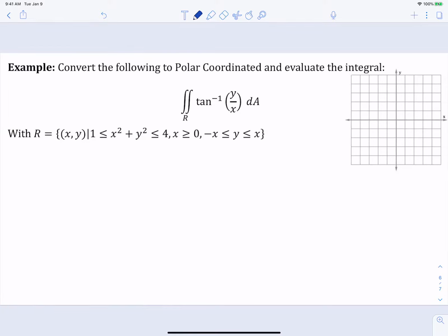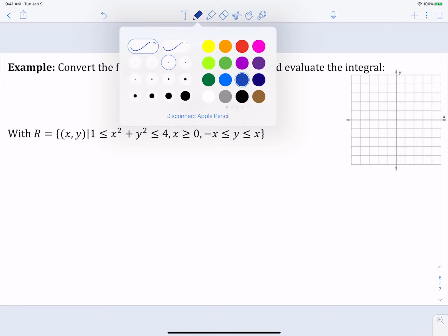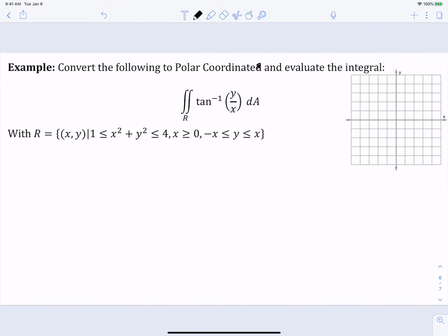Make sure we've kind of got this down before we practice these in class. So let's convert again. Ooh, cut and paste. You are not my friends today. Convert to polar coordinates and evaluate this integral.